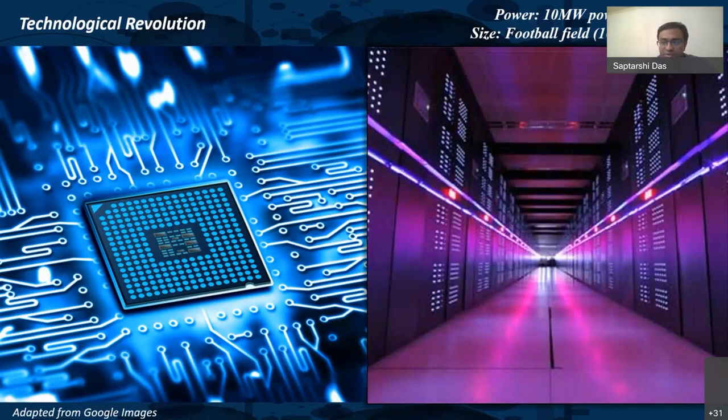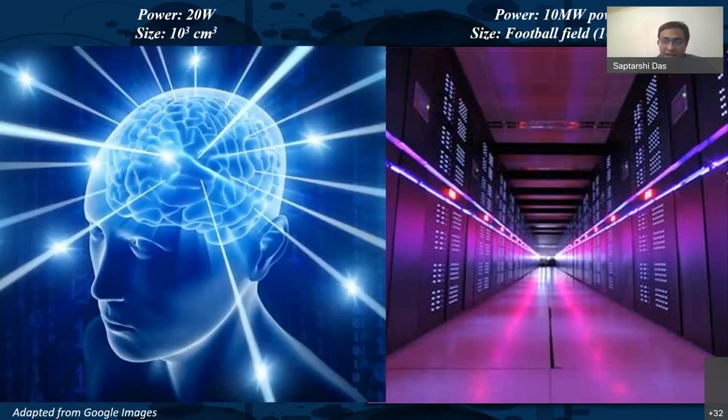Now, if you think about the supercomputers, they are pretty huge. They occupy a size very similar to a football field, and they consume a huge amount of power, close to 10 megawatts. But if we compare that with the human brain, you will see that the human brain is energy as well as area efficient by orders of magnitude. To be precise, it is like six orders of magnitude more energy and area efficient compared to supercomputers for performing similar tasks that current AI or neuromorphic systems can do.